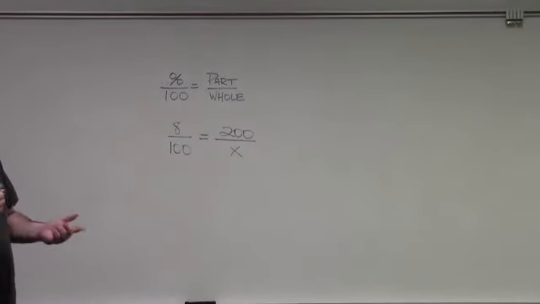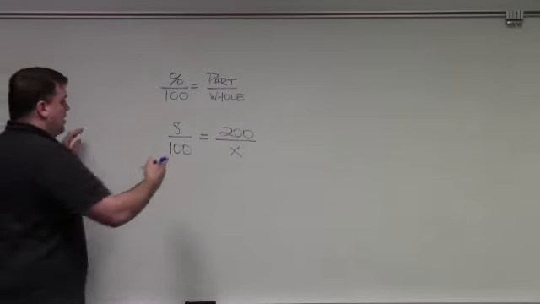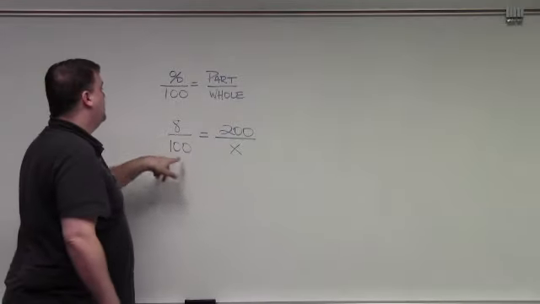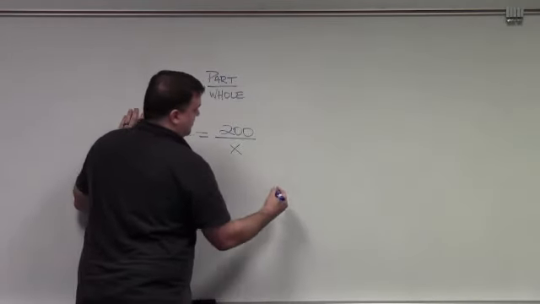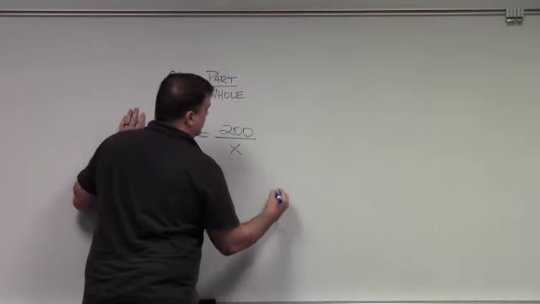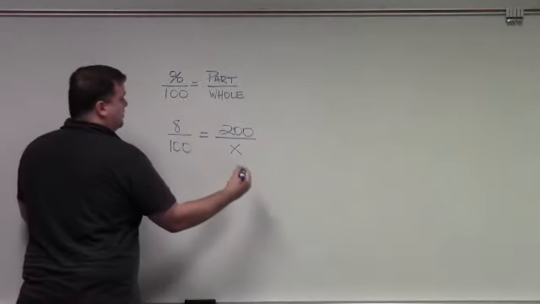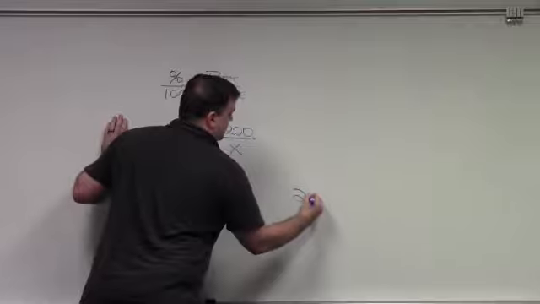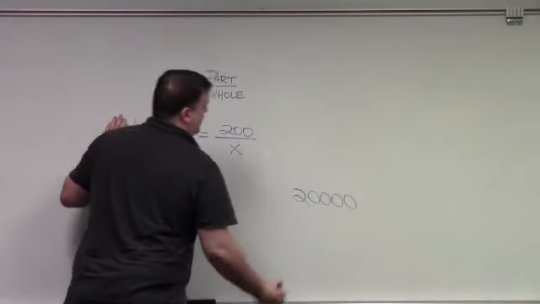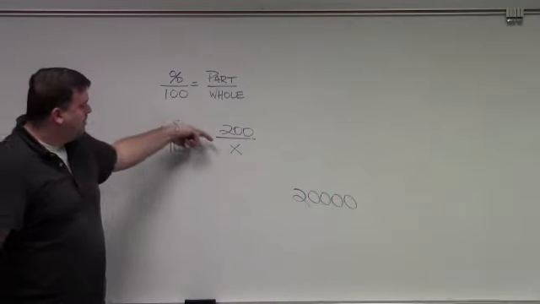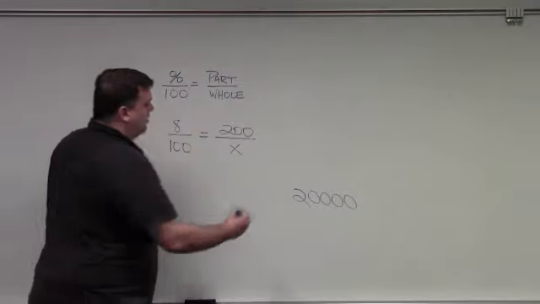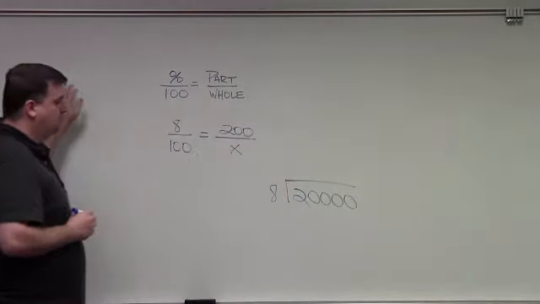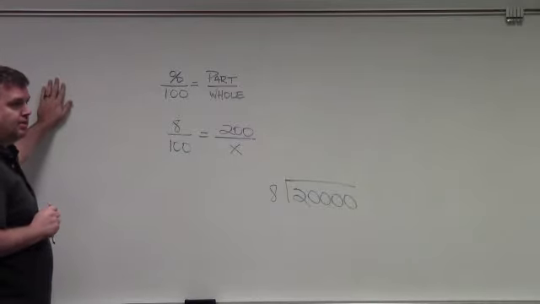To solve, cross multiply and divide. Cross multiply the diagonal with your numbers. So what's 200 times 100? Well, what's 1 times 2? 2. And then I have 4 zeros. 20,000. And then we're going to divide that by the diagonal that has the x. So divide that by 8. And whatever that is will be your answer.